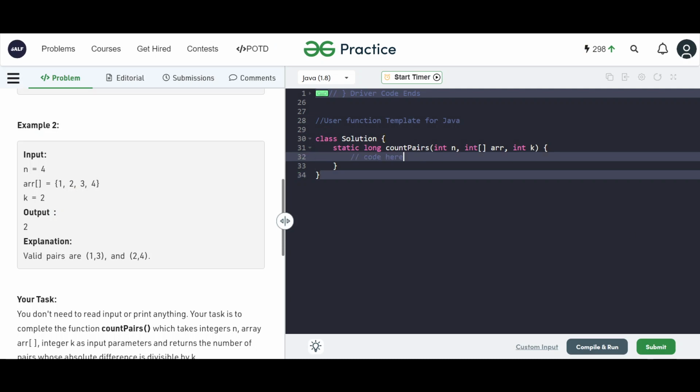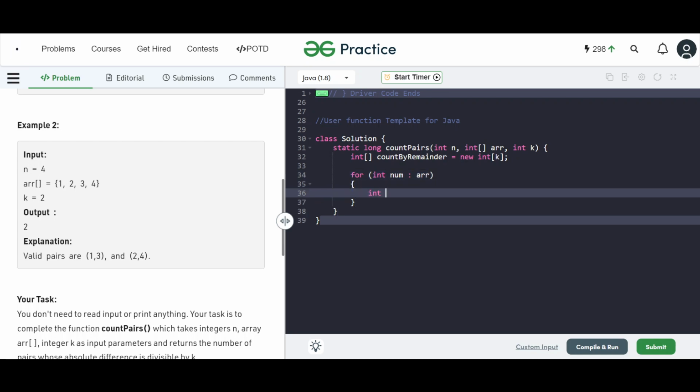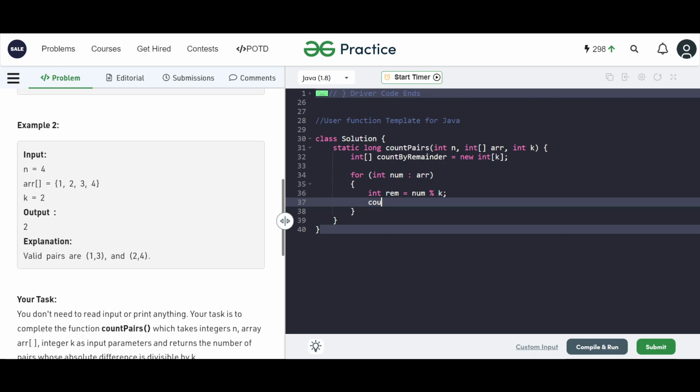To save the count of remainders, we can use a hash map, or we can also use just an array. So let's just use an array. We'll call it count by remainder, and its size would be 0 to k maximum, so the size would be k. Let's go through each and every number now. For each num in the array, I'm going to find the remainder. So remainder equals num mod k, and I'm going to do count by remainder of remainder plus plus. And we've got the count for each and every remainder.